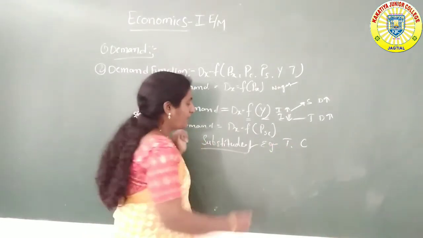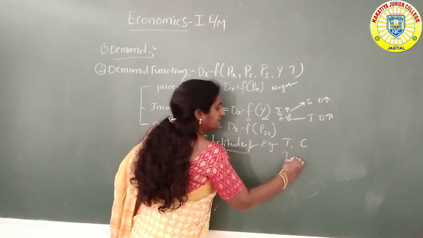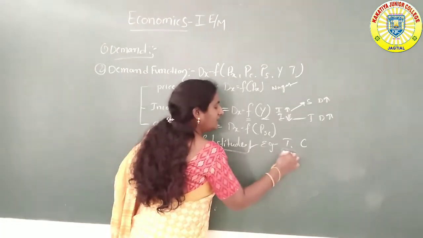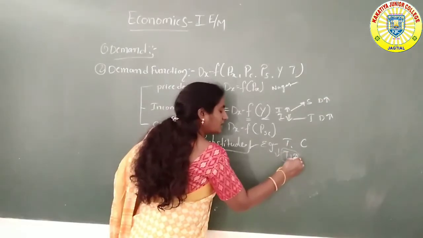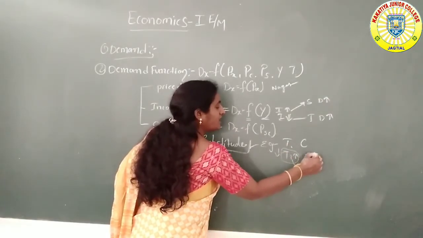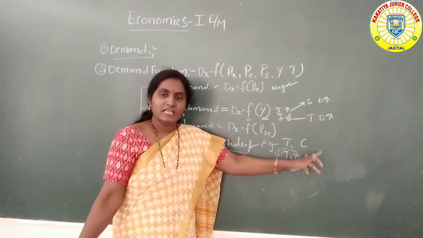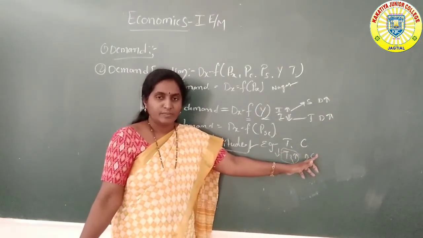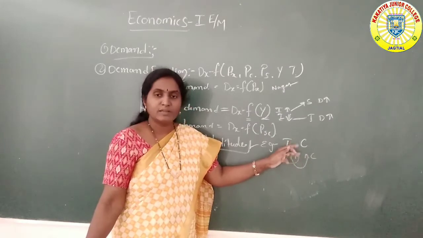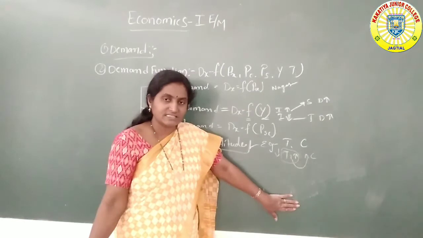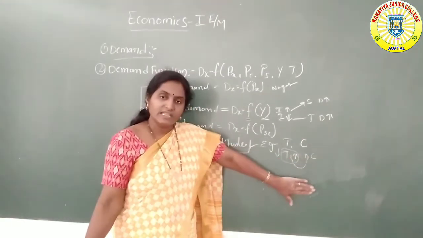So when the price of tea increases, the quantity purchased of tea declines in the market and consumers prefer to buy coffee. So here the demand for coffee increases. Price of tea increases, demand for coffee increases. Price of coffee decreases, demand for coffee decreases.